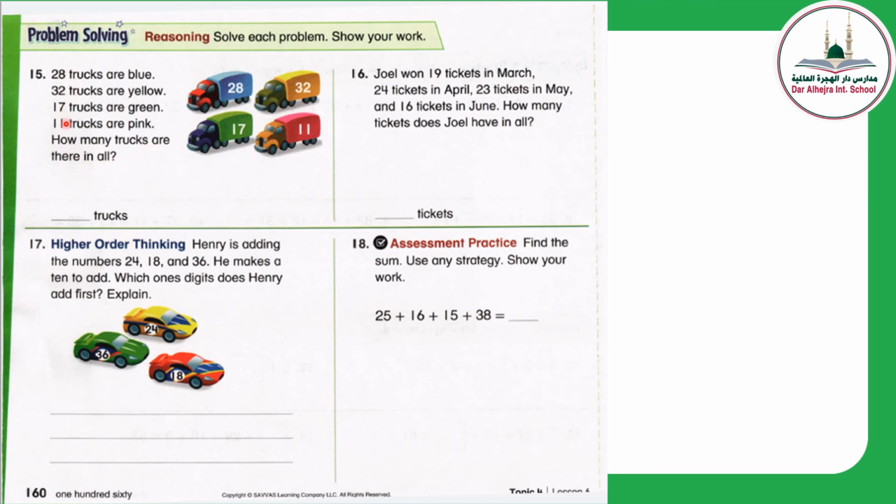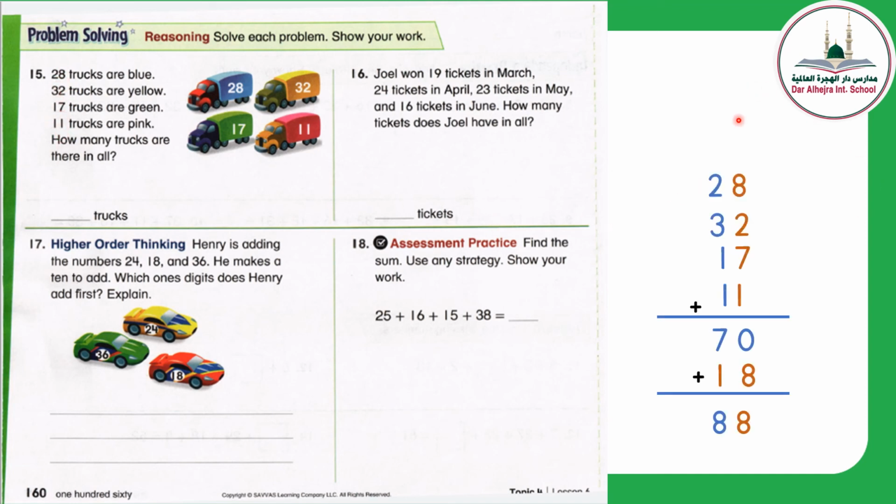We have 4 addends, each of them a 2-digit number, so I can easily write it in the form of a partial addition way. 28, 32, 17 and 11. I'll be adding the tens first. 2 plus 3 makes 5, and 6 and 7, so that means it's 70 here. Then I'll add the ones place. 8 and 2 makes 10, and 10 and 7 makes 17, and 1 makes 18. That means here I'll write 18. Now I'll add the partial sums. 0 and 8 makes 8, 7 and 1 makes 88, so my total is 88.